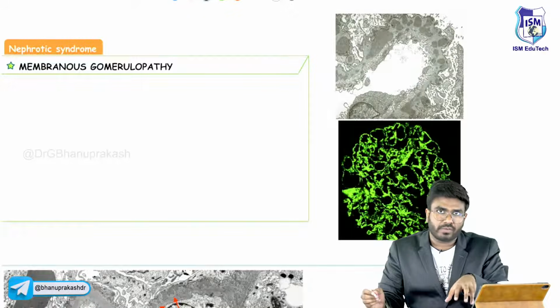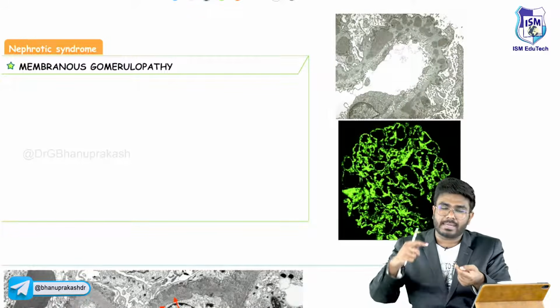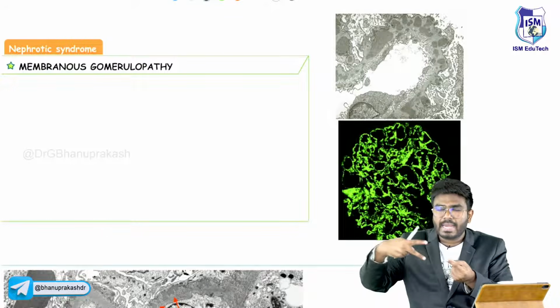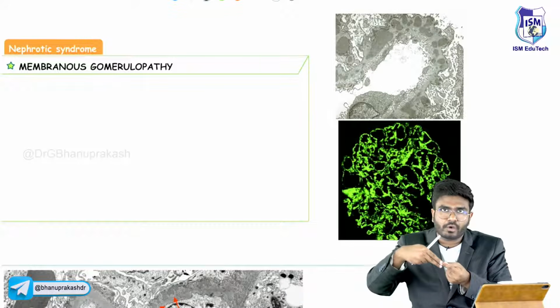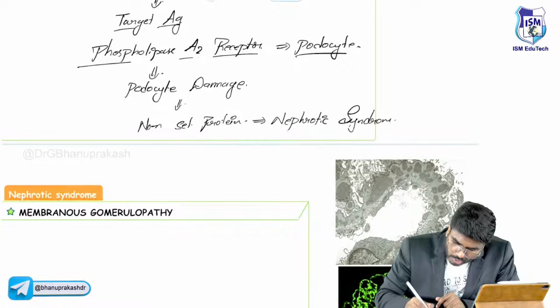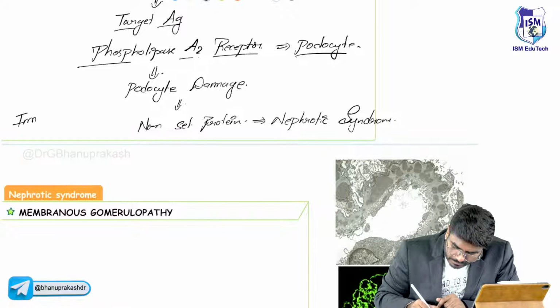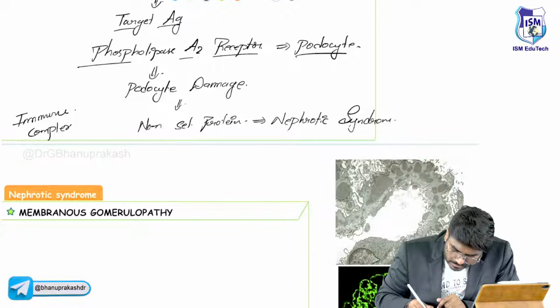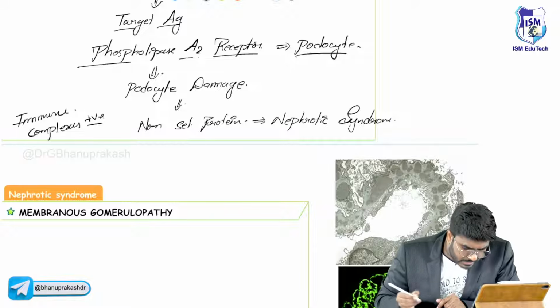The immune complexes are involved here. Antigen-antibody complex is there. The antigen is phospholipase A2, and the antibody is going and getting deposited over there. So it's an immune complex mediated disease. Immune complexes are present.